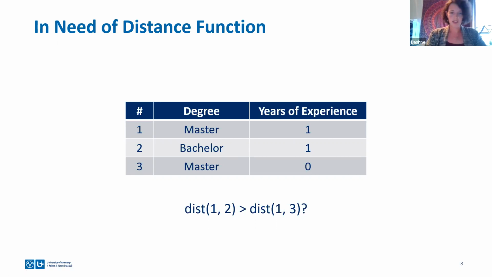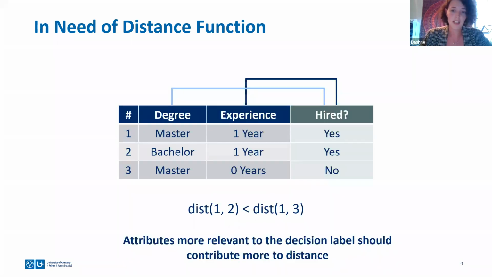What we argue we should do in this situation is look at the decision attributes and see that there seems to be a higher correlation between the years of experience and whether someone got hired or not. Thus, the years of experience seems to be a more important attribute and should therefore also contribute more to the distance function, concluding that instance 1 and 2 would actually be more similar in this example.